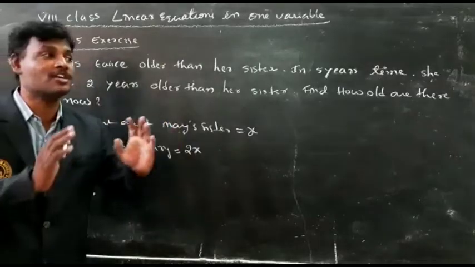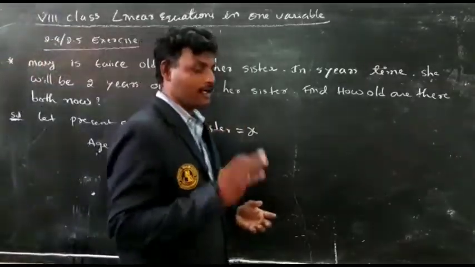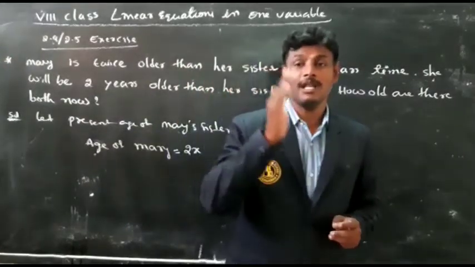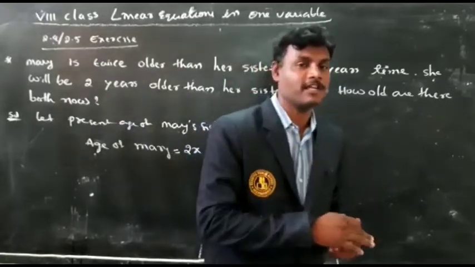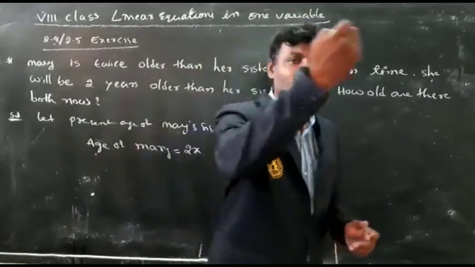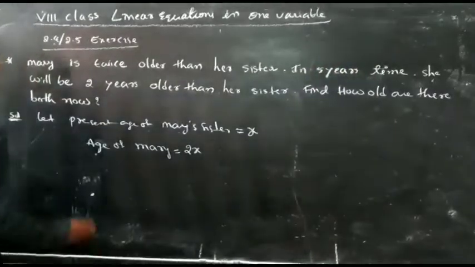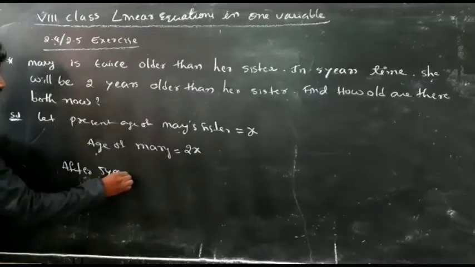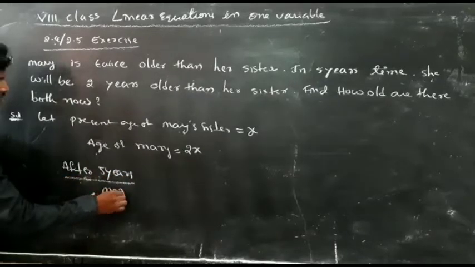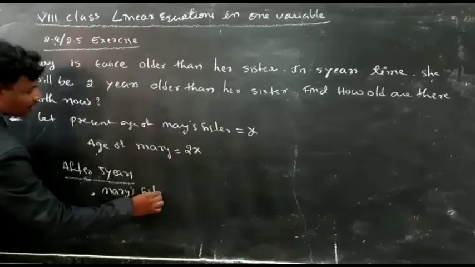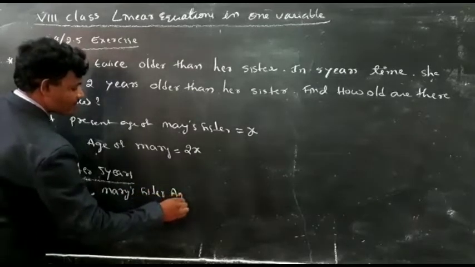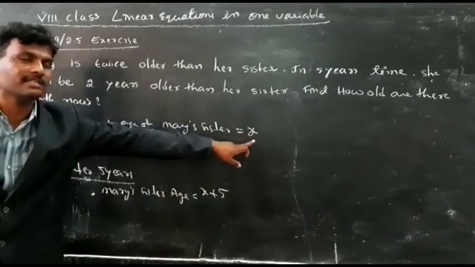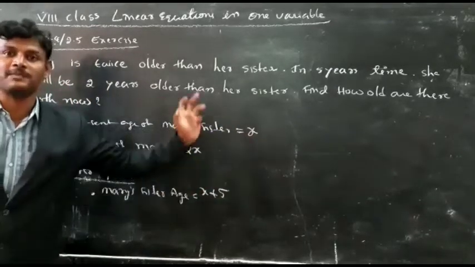In 5 years, it means after 5 years. For example, take one person whose present age is 10 years. After 5 years, 10 plus 5 is equal to 15. So after 5 years, Mary's sister's age is equal to x plus 5. Why? Because the present age is x. After 5 years means x plus 5.